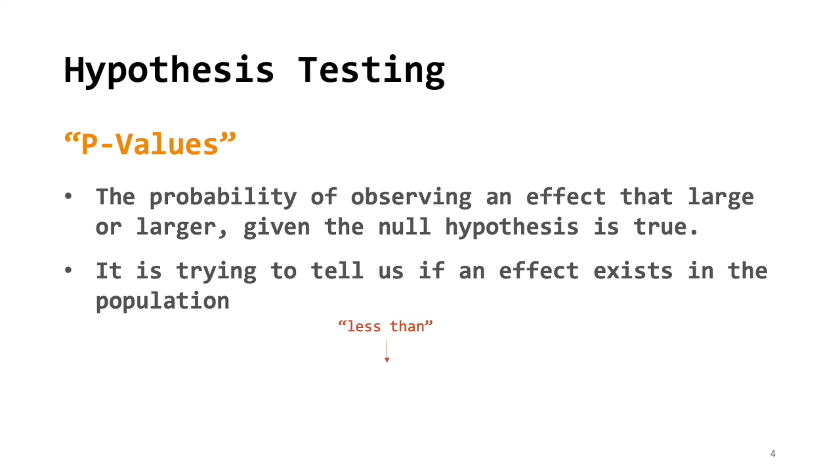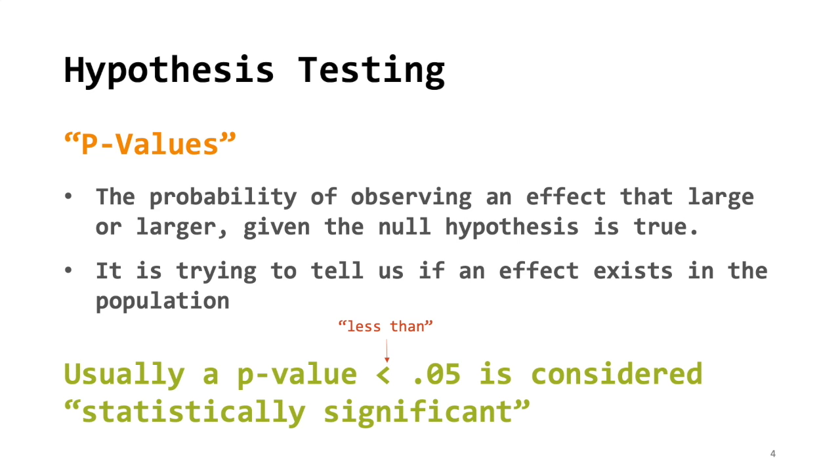So if that probability is really small, that tells us this result is really unlikely if we were living in the null world. So maybe we're not living in the null world. Maybe there really is an effect. All it's trying to do is tell us if an effect exists in the population.